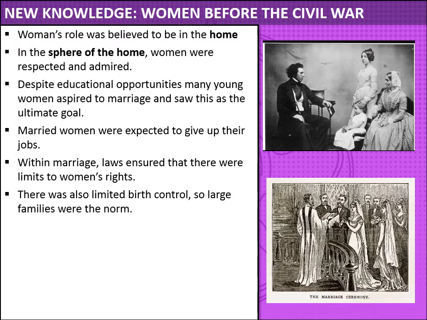At this time in the 19th century, there was also limited birth control and limited access to contraception. So that meant that women tended to have quite large families, especially if they came from very religious backgrounds, like Catholic backgrounds, because marriage was seen as being meant for procreation of children.